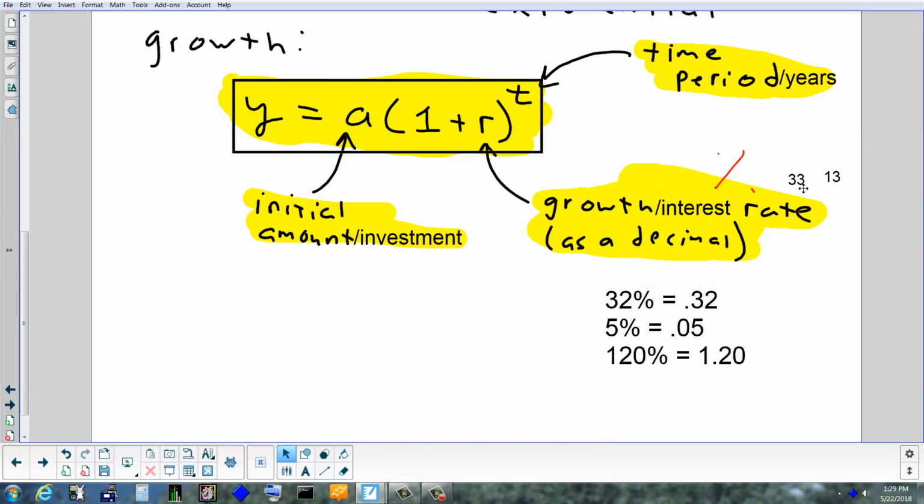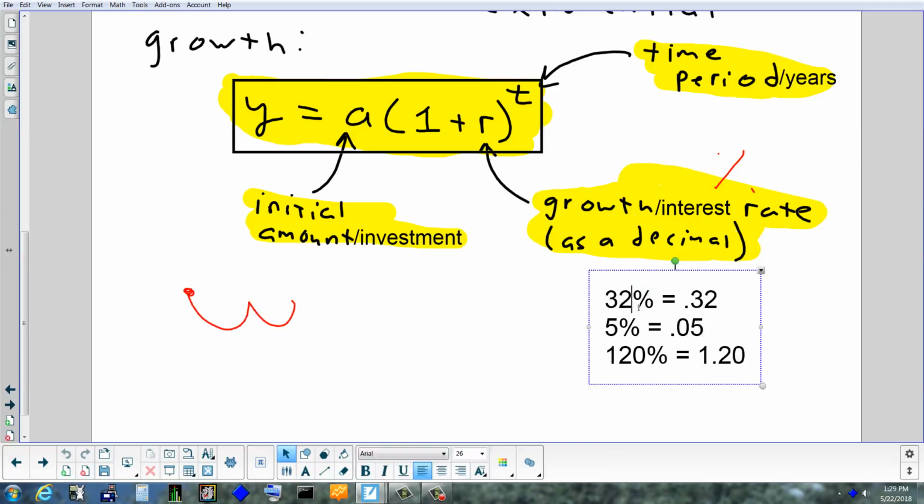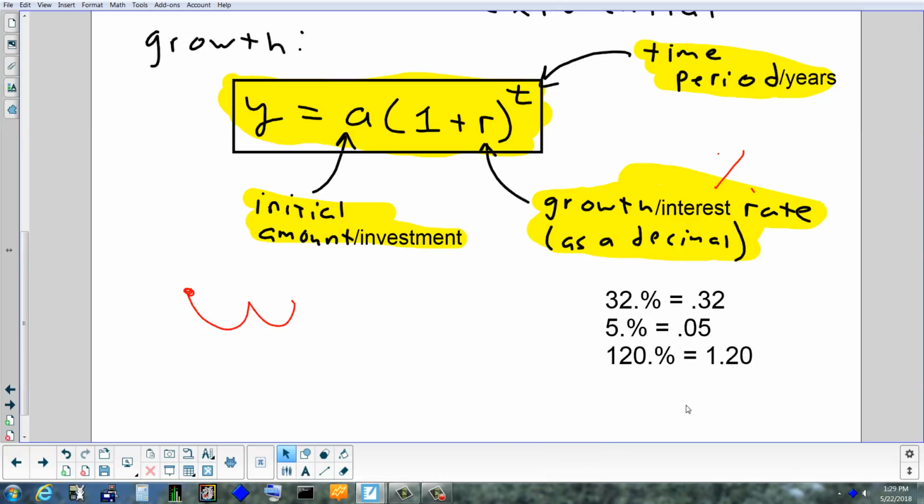So to make something a decimal, all you want to do is move the decimal point 2 places to the left. I learned this in 6th grade. So again, remember, your rate is going to be a percentage. You have to change it to a decimal.